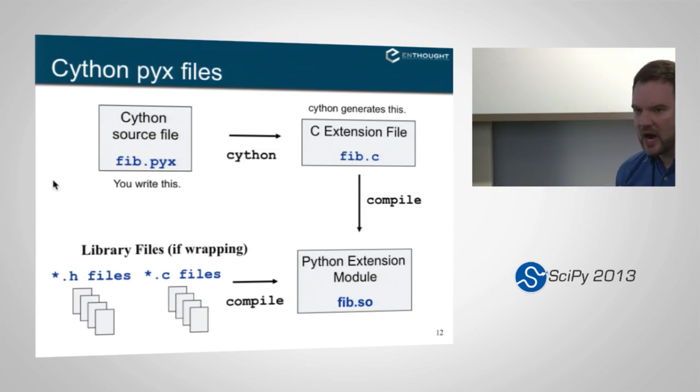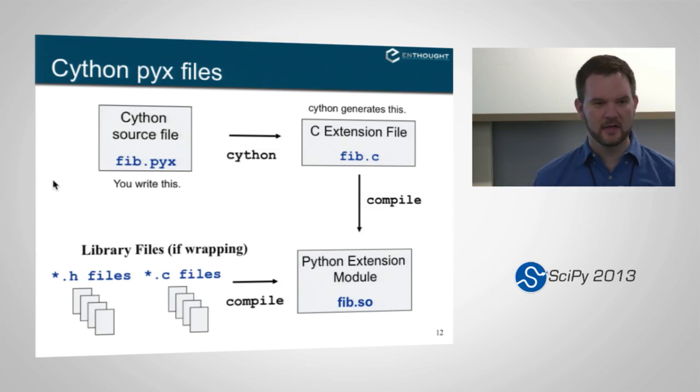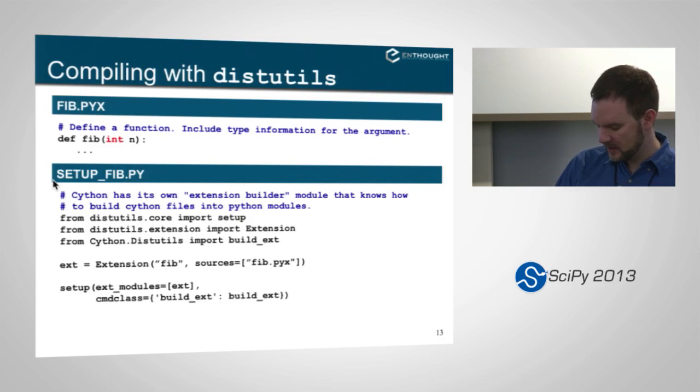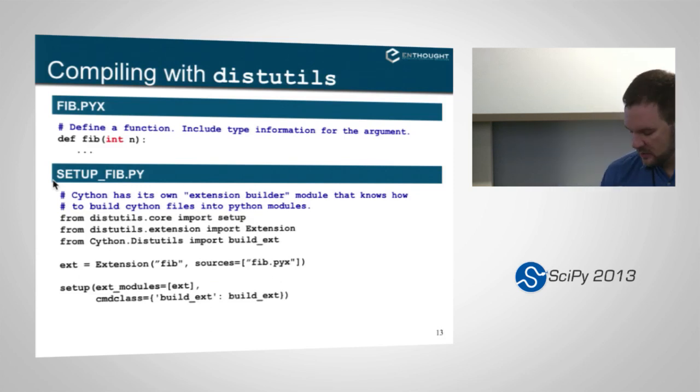And if you happen to be wrapping code, like we saw earlier, you would compile, along with that fib.c, any .c files that you want to wrap, okay? So it's all going to be contained inside of that extension module, and then you can just load that into Python as if it were a regular Python module and go on your merry way, okay? So let's go into that in a little bit more detail.